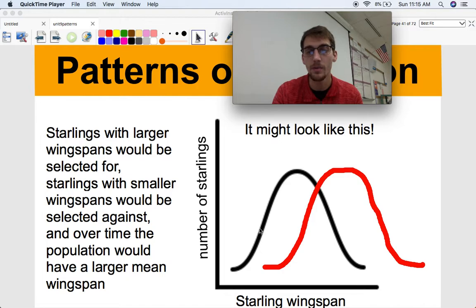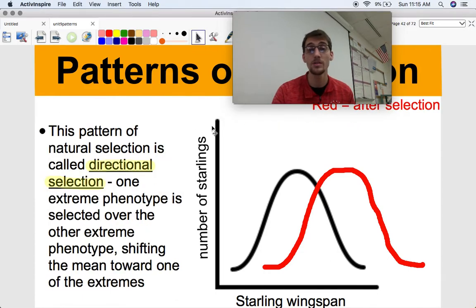So if this is our original population distribution, our new one might be shifted to the right a little bit. And this is a pattern of natural selection, or what we call a mechanism of natural selection called directional selection, because the mean moves in one direction. One extreme phenotype is selected over the other extreme phenotype, shifting the mean towards one of the extremes, which is kind of a mouthful, right? But all it's saying is that we're going to get a new average that's going to be shifted in one direction based on natural selection.